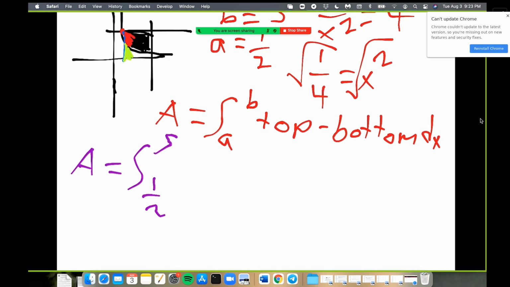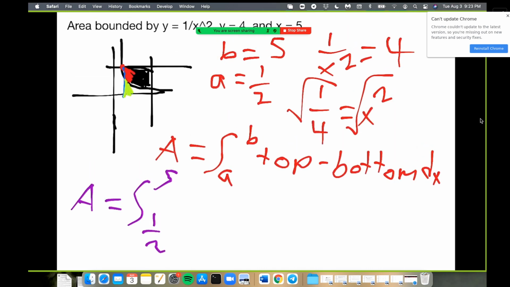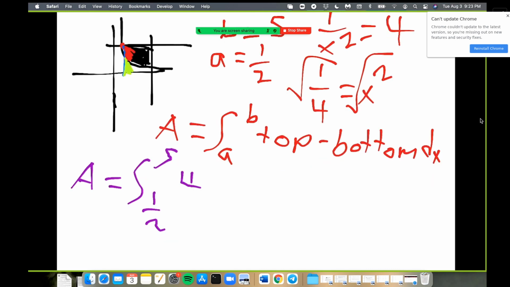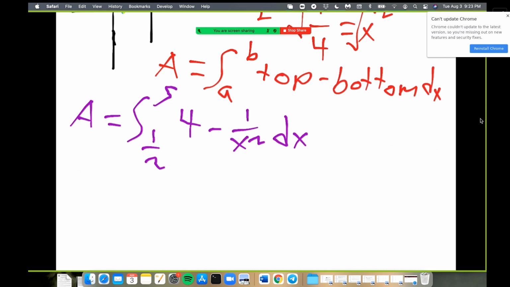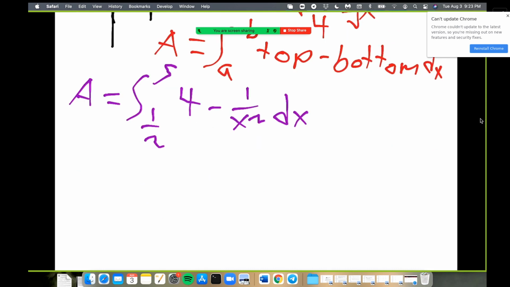And that would be the top function, y equals 4, minus the bottom function, 1 over x squared, with respect to x. Now, what I'd like to do for the integrals is split it up into parts. And so we know the integral of 4 is going to be 4x. That isn't too crazy.